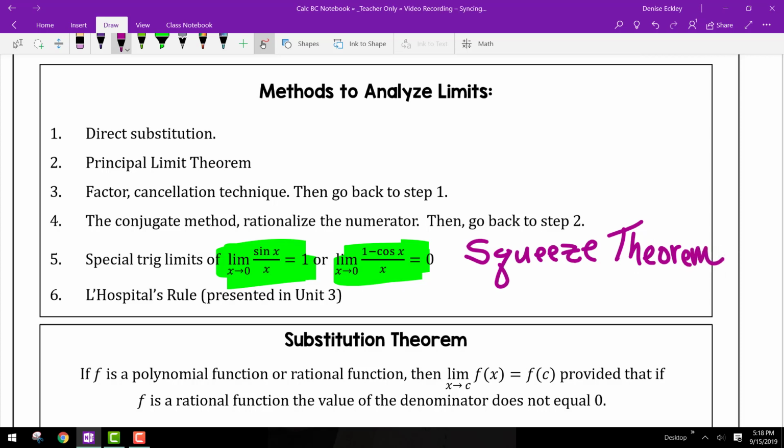Okay, and then finally the last rule is L'Hopital's rule. And as you can see, this will be presented in Unit 3 because we need a few more techniques of calculus before we can use L'Hopital's rule.